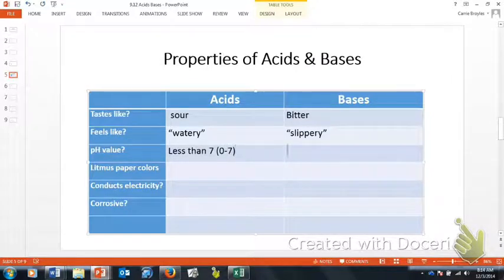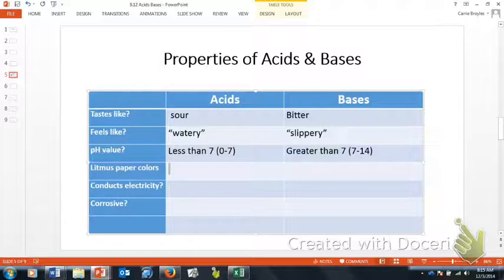Okay? pH value for that of a base. B is the second letter in the alphabet, and so if we can remember that the second set of numbers goes with the second letter in the alphabet, basically what we have is anything that is greater than 7. Remember, it can't be 7. 7 is neutral, so we're looking at anything between 7 and 14 on that pH scale. Okay, that's the easiest way that I can get you to remember that, hopefully.